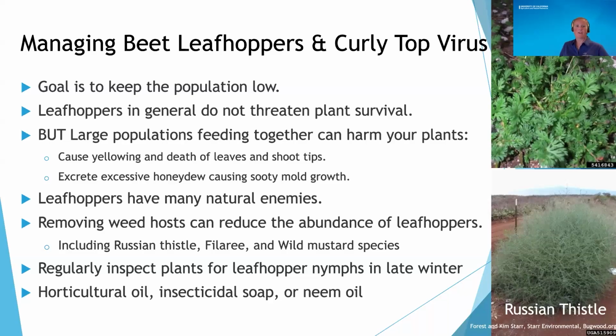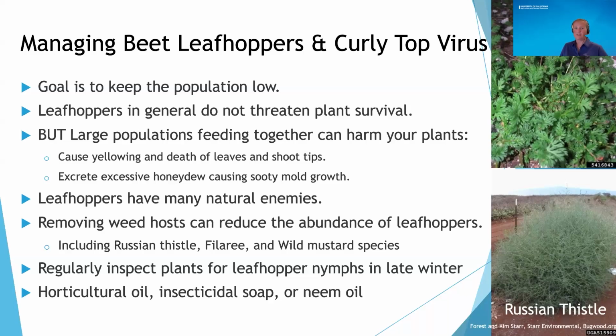So in your garden, a couple of things we can do is, again, encourage those natural enemies, avoid broad spectrum pesticides. We want those lady beetles, those lacewings, those assassin bugs, pirate bugs, and spiders. The weed hosts that leafhoppers prefer are Russian thistle, filaree, lamb's quarter, goosefoot, wild mustard, and peppergrass. So if you can keep those away from your garden, check the surrounding areas, keep those away from your house, your community gardens. And always inspect your garden regularly, especially late in the winter and early spring when you're getting ready to start planting.